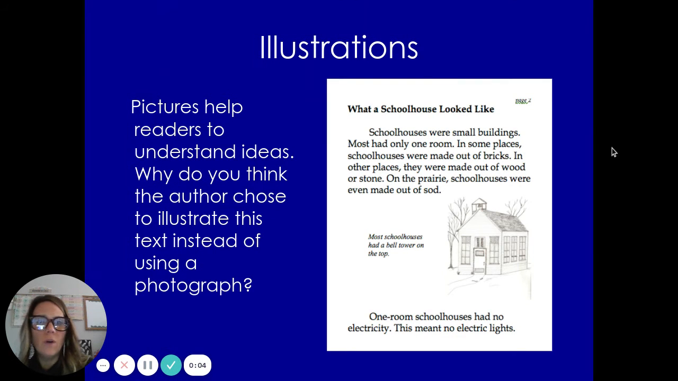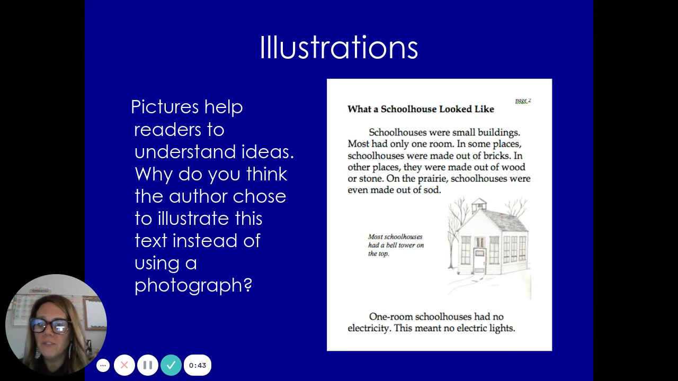Okay, so let's finish up real quick what we were just talking about when it comes to text features. We talked about titles, subtitles, illustrations, photographs, bold print, italics, and we were able to find those in our reading. Hopefully you had a book at home that you got to look through to see if you found any on your own as well. So remember, a feature is the most important part of something, and in this case, we're talking about a book or an article or a story that you're reading that's going to help you better understand what you're reading more, okay?